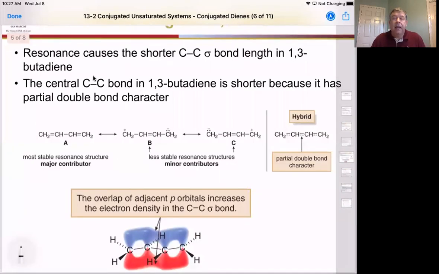So let's look at that as a function of its resonance contributors. Our major resonance contributor, as we learned from the last video, is the one that does not have charge separation and has the highest number of bonds right here. However, the fact that we have the possibility of having a charge separated contributor and a separate charge separated contributor, we have two minor contributors. However, they do contribute enough to see the partial double bond character in this middle sigma bond, and because of that, it is now a shorter bond because of that partial double bond character.